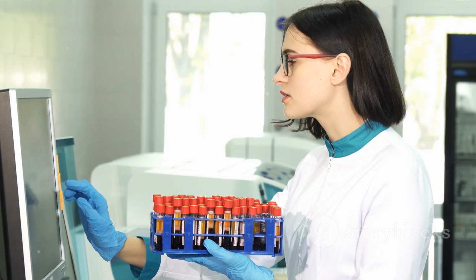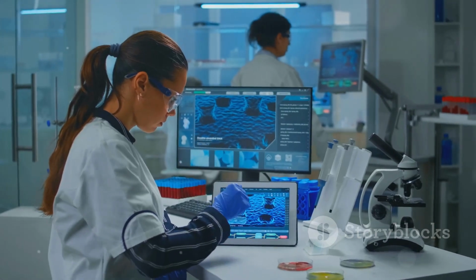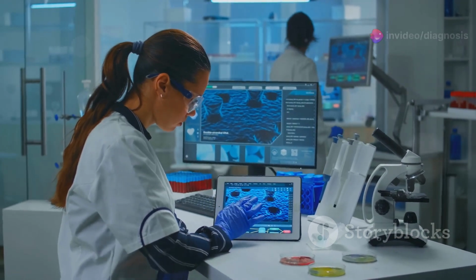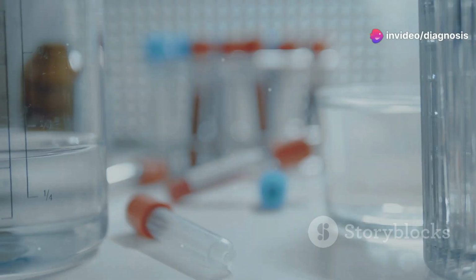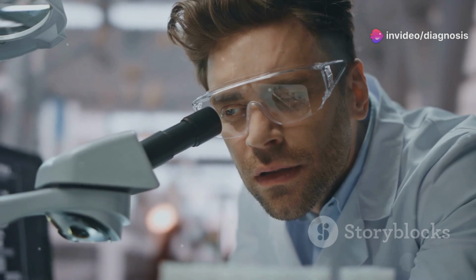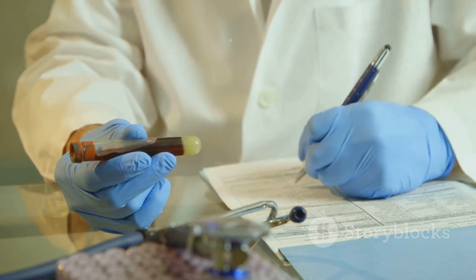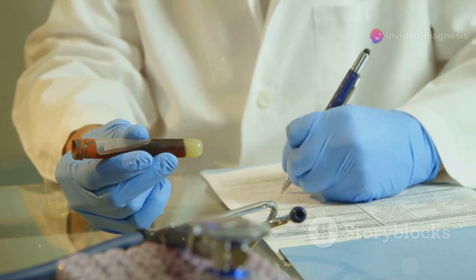Section 5. Laboratory tests. Unveiling the unseen. Laboratory tests play a critical role in confirming or ruling out potential diagnoses. These tests analyze samples of blood, urine, or other bodily fluids. This helps detect abnormalities that may not be apparent on physical examination. Commonly ordered tests include a complete blood count, basic metabolic panel, and urinalysis.